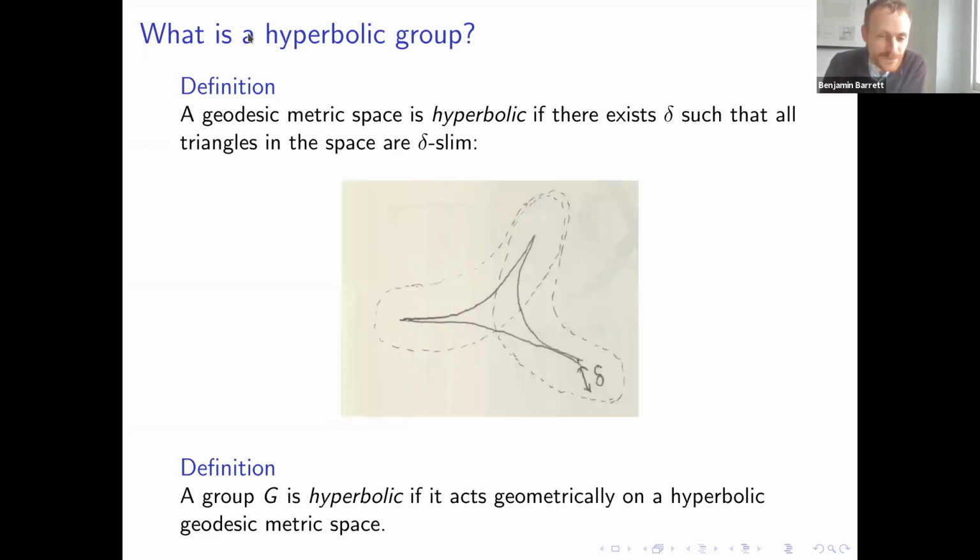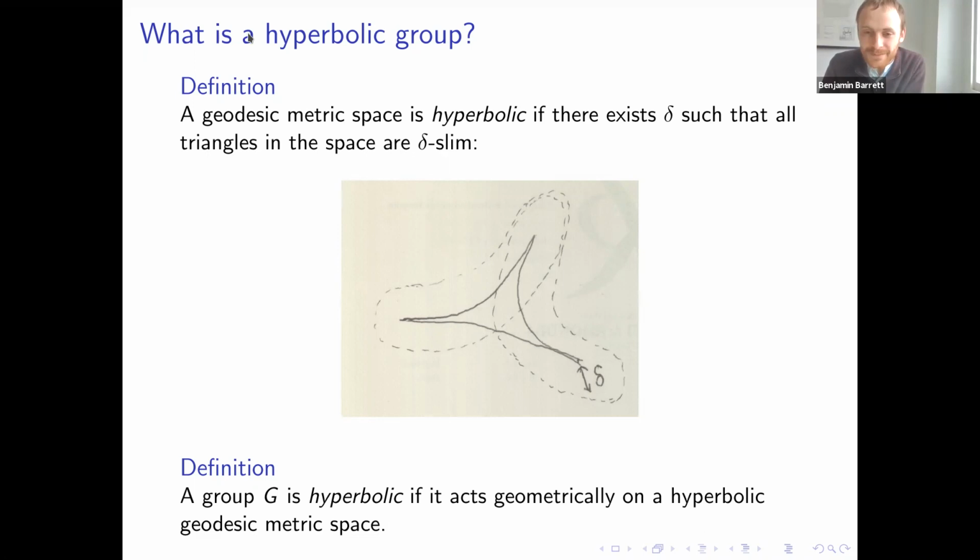And we sort of link the geometry of the group to the geometry of the space. I suppose I should say, what does it mean for an action to be geometric? I don't want to get into too much detail about that, but just briefly, it means that the group's acting by isometries, so it's respecting the geometry of the space.